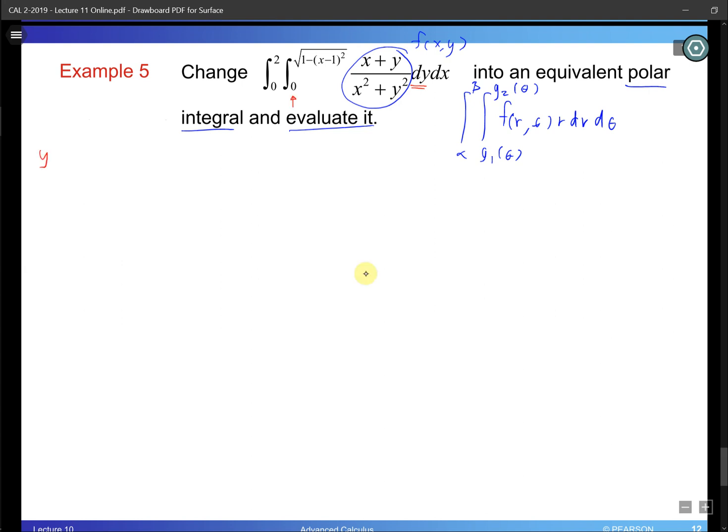Y sweeps from 0 to what? To this function, y equal to square root of 1 minus (x minus 1) squared. Alright, that is the information we have. And x starts from 0 and ends at 2.